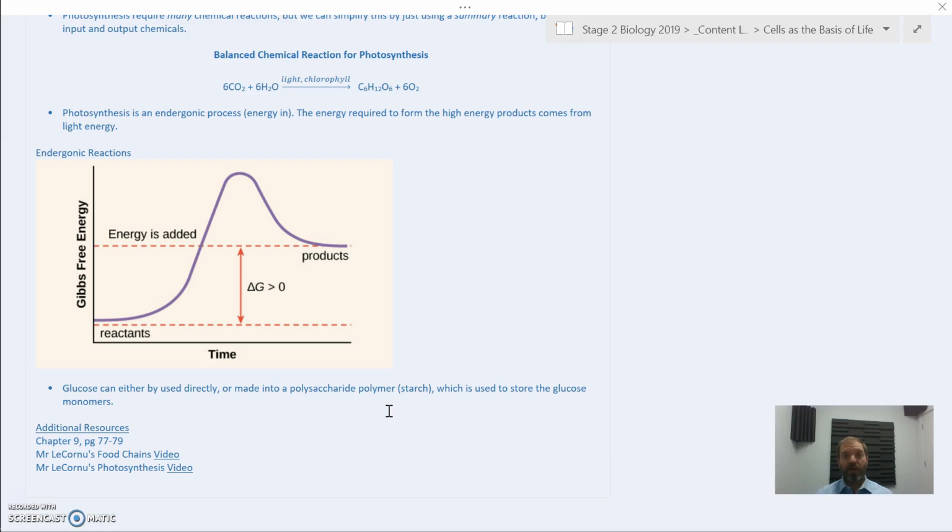We eat those high carbohydrate foods. They've got lots of starch, lots of glucose in that starch. We break that down through digestion and get lots of glucose for our cells. This is covered in chapter 9, pages 77 to 79. There's also a couple of videos there that can explain the process as well.